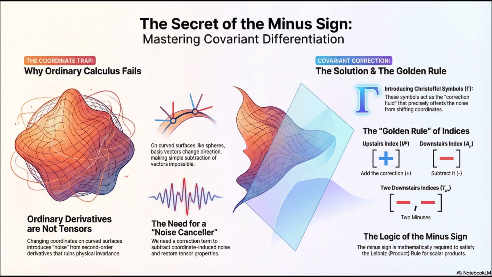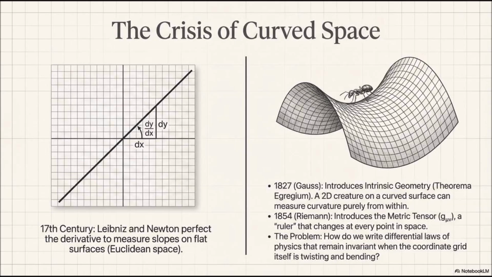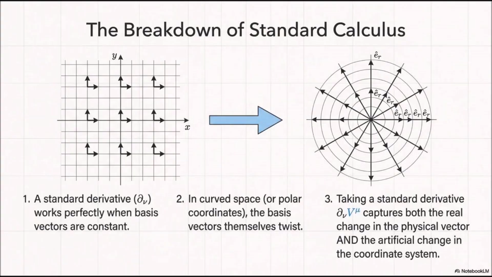By distributing the a and b vectors back through the parentheses, and remembering that a tensor product b equals our original tensor t, the manuscript reveals the final monumental formula for a 0-2 tensor. The covariant derivative nabla subscript rho of t subscript mu nu equals the partial derivative subscript rho of t subscript mu nu minus gamma superscript sigma subscript rho mu times t subscript sigma nu minus gamma superscript sigma subscript rho nu times t subscript mu sigma.